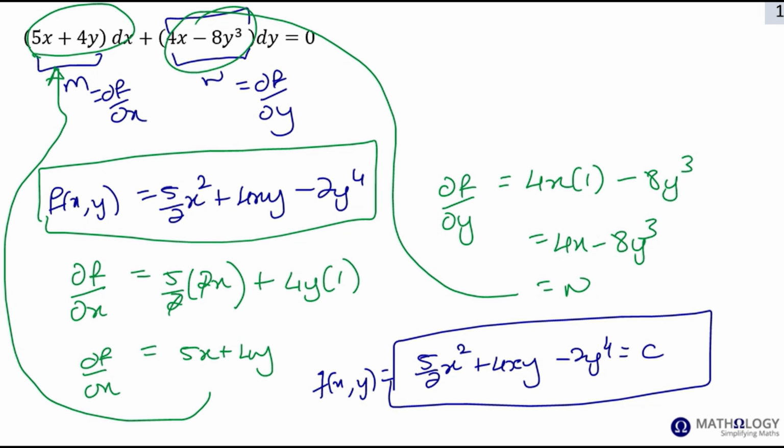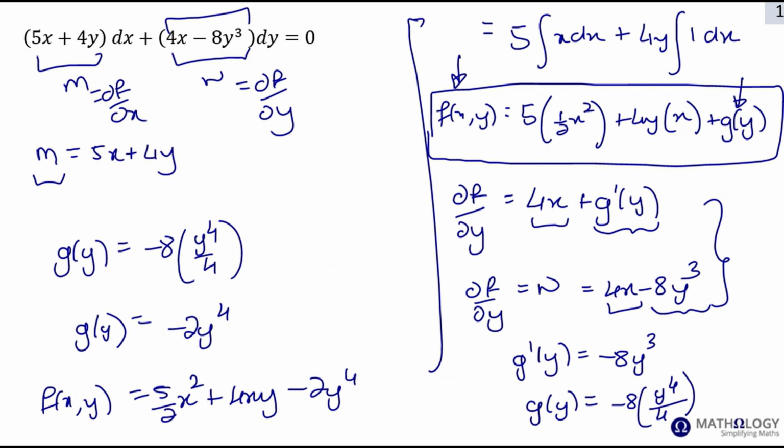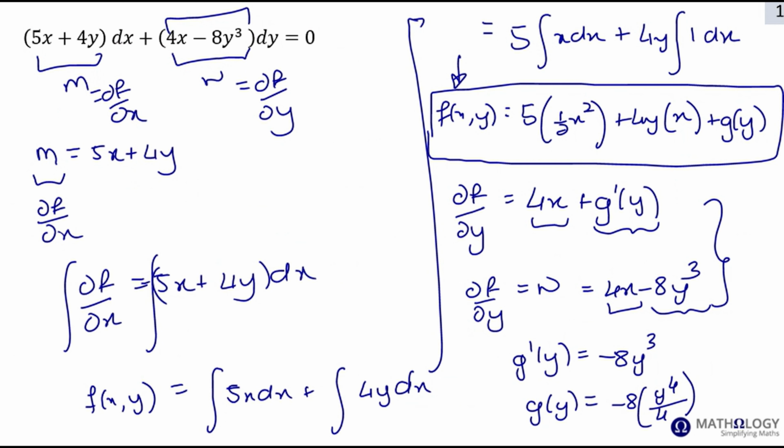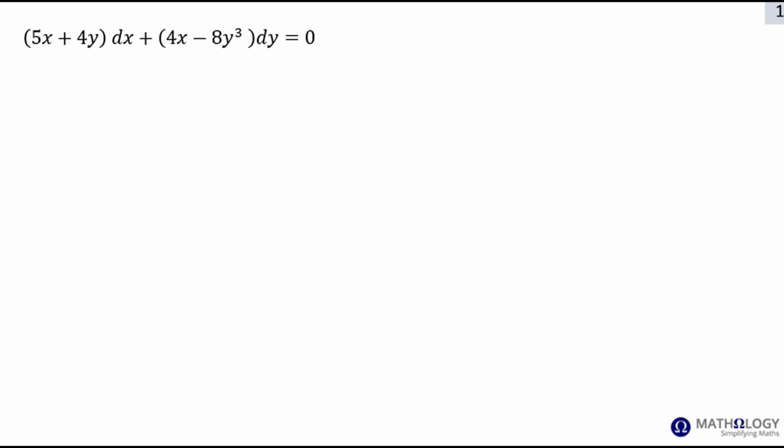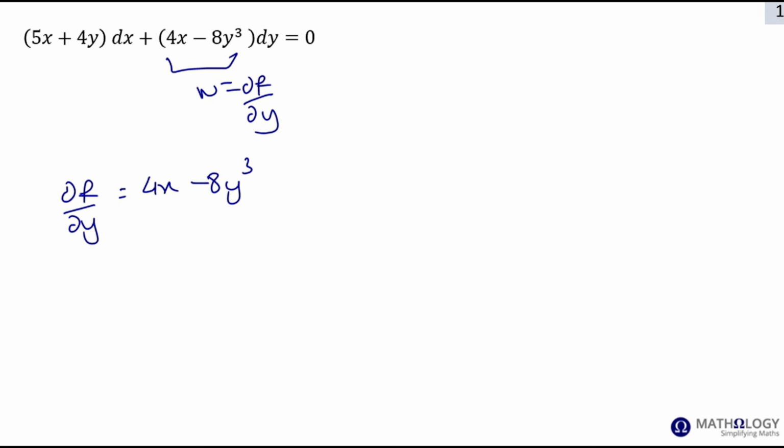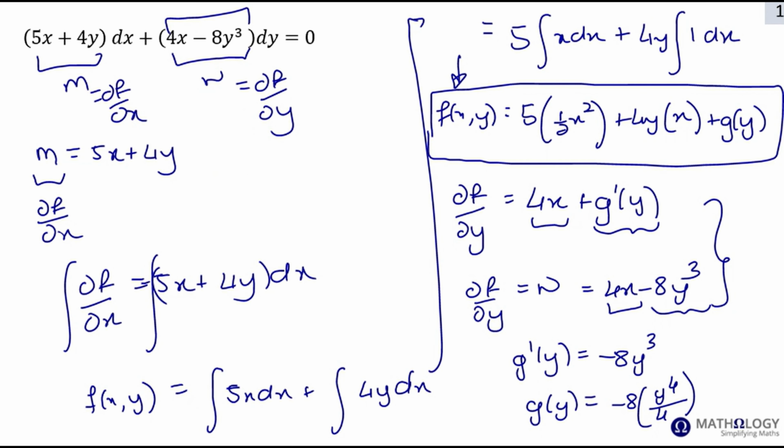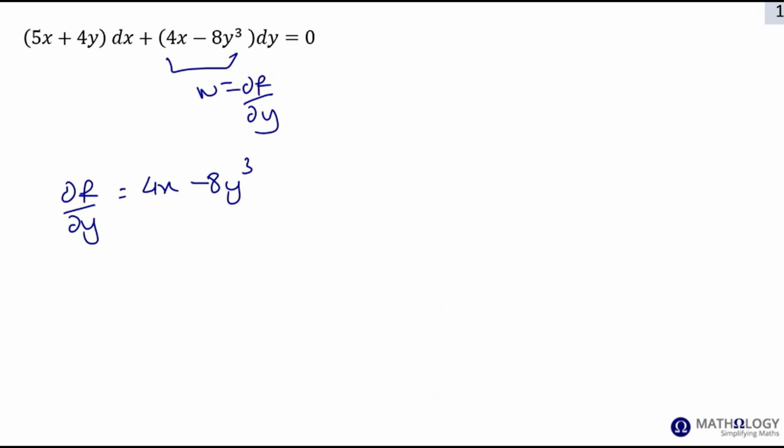Okay, now we're going to go back and we're going to do the same thing, but we're going to work with n and find the partial of that. So now we're going to start with n, which is the partial of f with respect to y. So the partial of f with respect to y is 4x minus 8y cubed. Whereas previously we started with m and integrated with respect to x, we are now going to take n and integrate with respect to y.